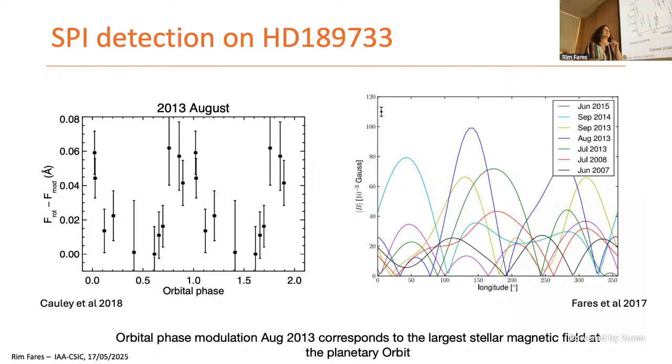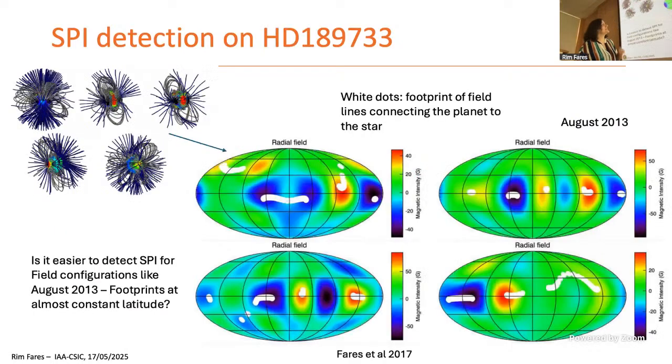This is one possibility. The second possibility, in this paper of 2017, what I had plotted is the extrapolation of the magnetic field for the different epochs. I removed one epoch here so it would not be overwhelming. But if you look here, this is the magnetic field of the star, just a different view. And those dots here are the footprints, the base of the line connecting the planet to the star, for different epochs.